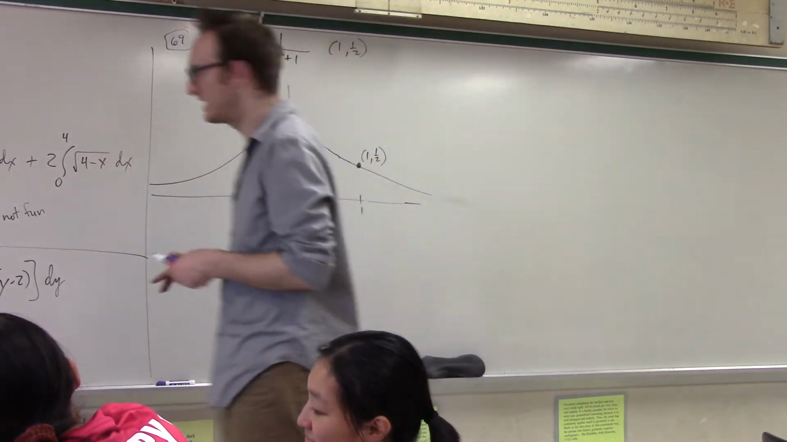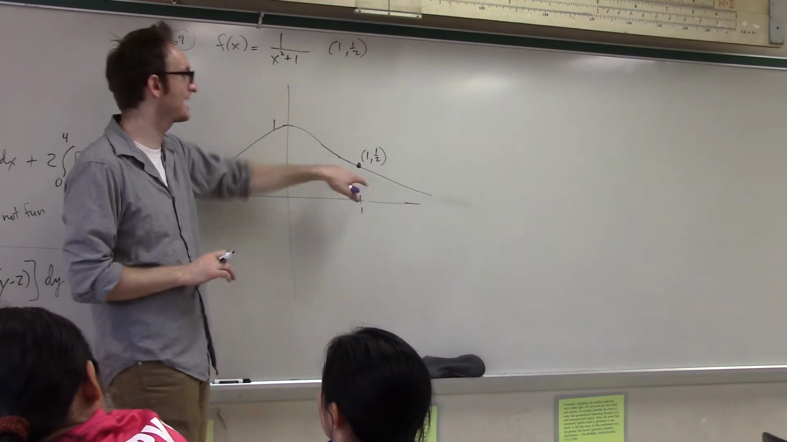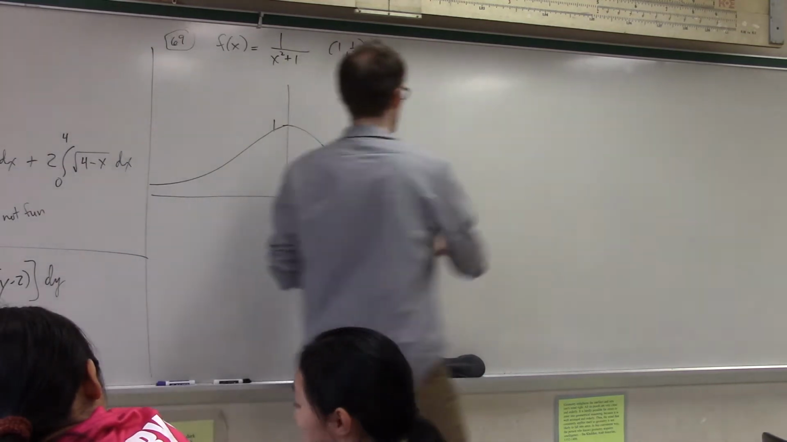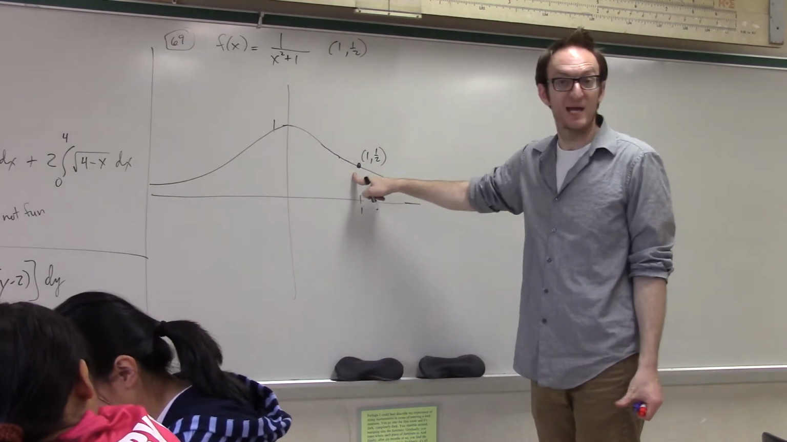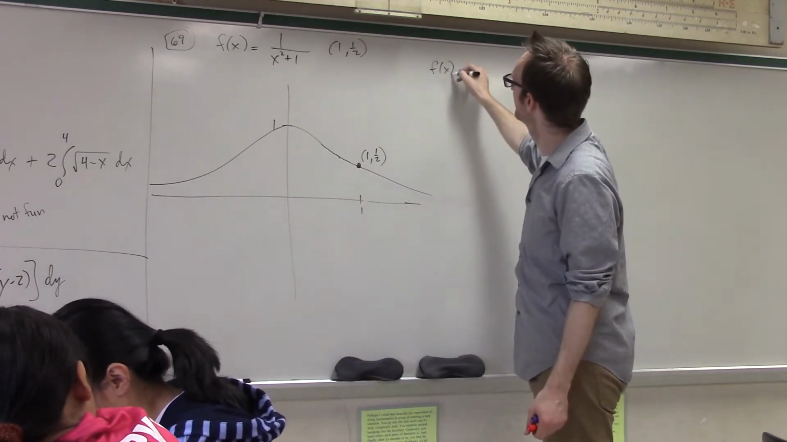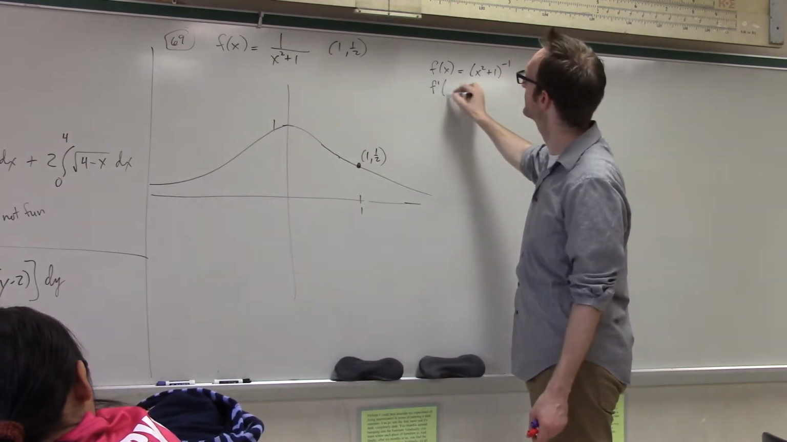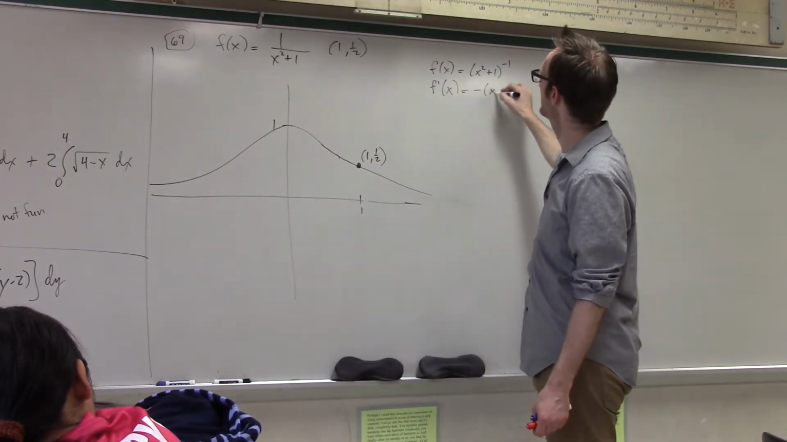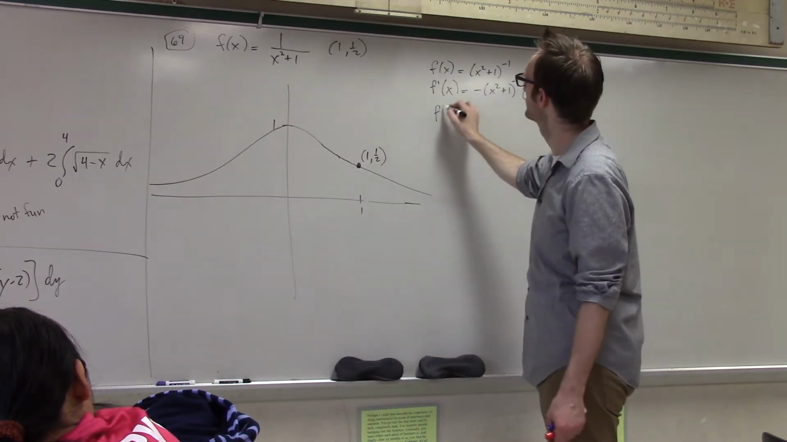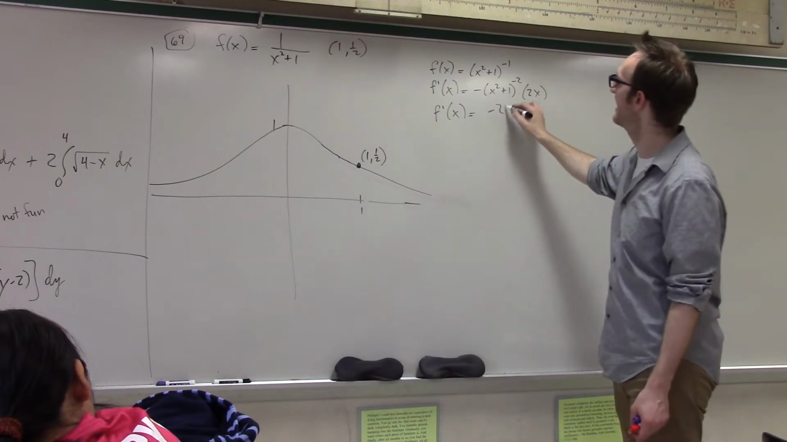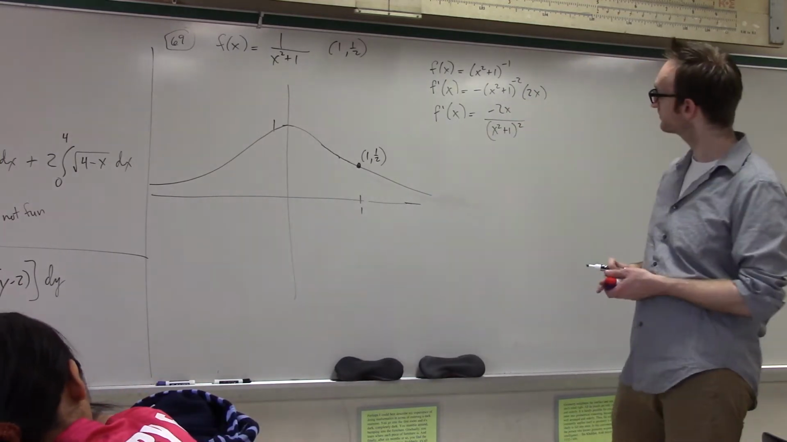And I'm supposed to find the area of the region bounded by the curve and the tangent line to the curve at 1 comma 1/2. All right, well, in order to do that, I need to find out what the tangent line is. So I need to take this function and differentiate it. This function is x squared plus 1 to the negative 1. So what's the derivative? It's negative x squared plus 1 to the negative 2, times the derivative of the inside, 2x. So the derivative of this function is negative 2x over x squared plus 1 squared.